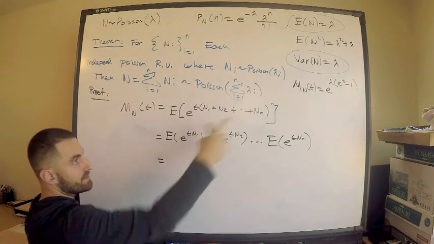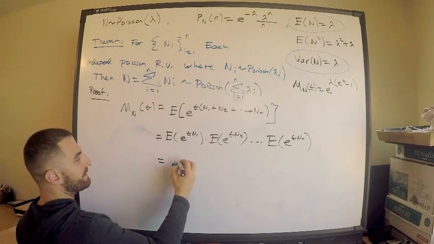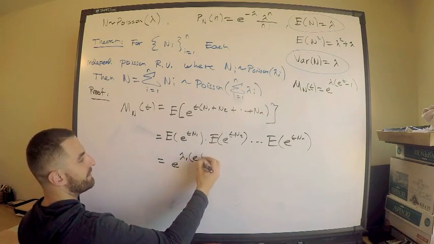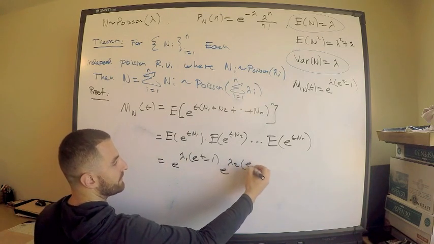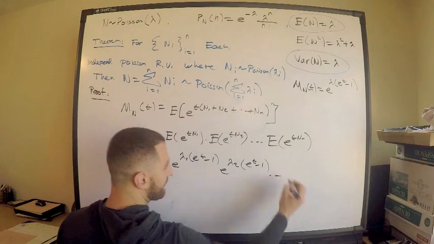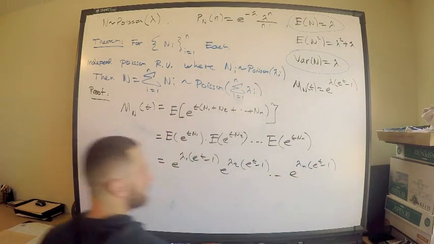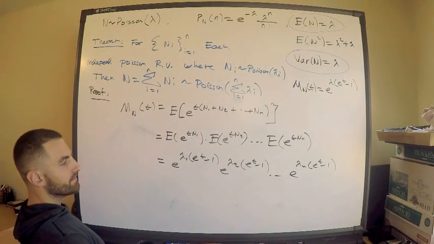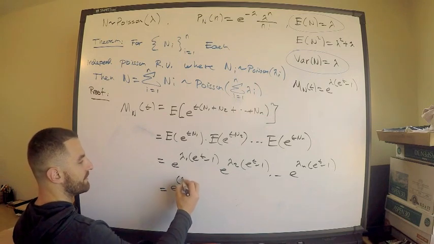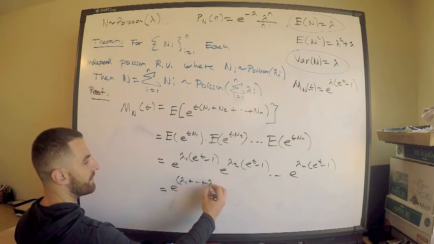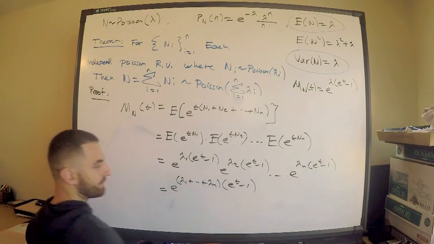So this is equal to, now what are our parameters here? This is e to the lambda_1 (e to the t minus 1), that's the first one. Then e to the lambda_2 (e to the t minus 1), up to e to the lambda_n (e to the t minus 1). We're pretty much there, right? Because now this is equal to e to the (lambda_1 plus ... plus lambda_n) times (e to the t minus 1), just using properties of exponents.